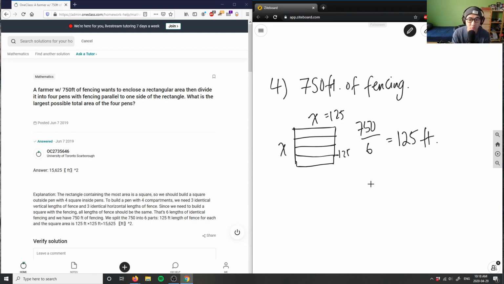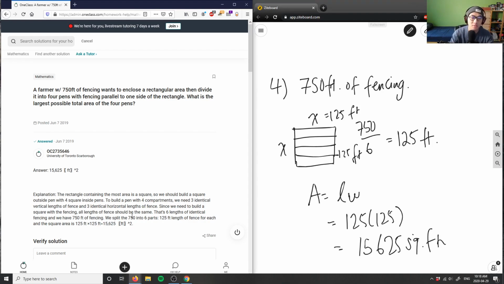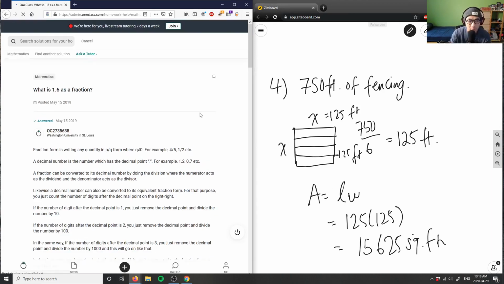So if I have 125 feet for one of the sides here, I can simply calculate the area, right? The area is simply length times width for a square. In this case, length and width are both the same. So it's 125 times 125, which would give me an answer of 15,625 square feet. So this here is my correct answer, and they have the correct answer as well. So this solution is correct. Good analysis.